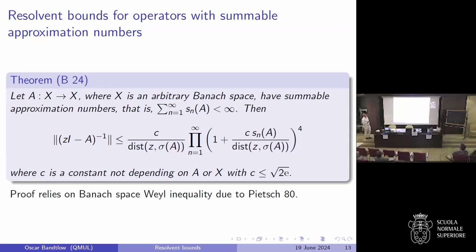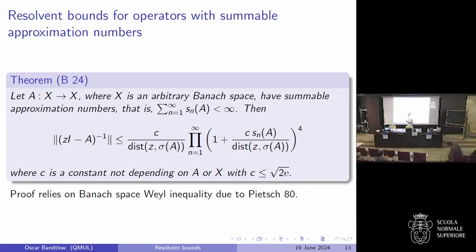So this became a sporting interest for me. I wanted to know if this is actually true for Banach space cases, and it turns out it is true, but it's significantly more complicated to prove. So here's a very recent result. This is the analog of the previous result, but now I'm assuming that X is any Banach space. And I still need the summability condition for the approximation numbers. Then you get an estimate of this type. The only difference is that instead of the 2, I now have a 4 here, which is unavoidable. And I also have a constant C floating around. But this constant C is universal. It doesn't depend on A or my Banach space. It's bounded by 2 times the square root of Euler's number.